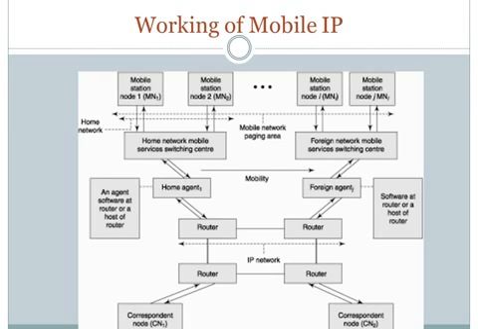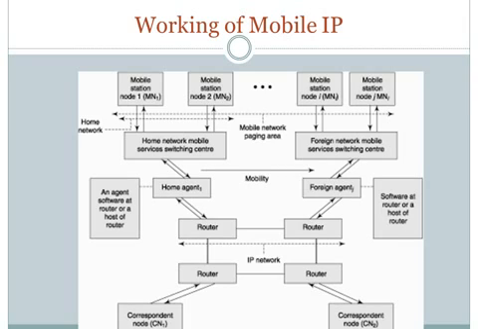Now we have seen what all the components present in mobile IP are. We have seen that we have some mobile stations in the home network as well as in the foreign network. Then we have seen there is a home network mobile switching center and a foreign network mobile switching center. These are nothing but the MSCs, and they are responsible for the handover from one network to another network.